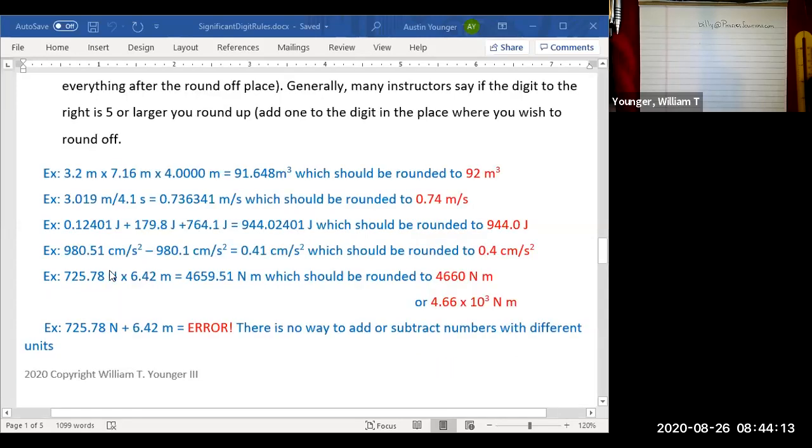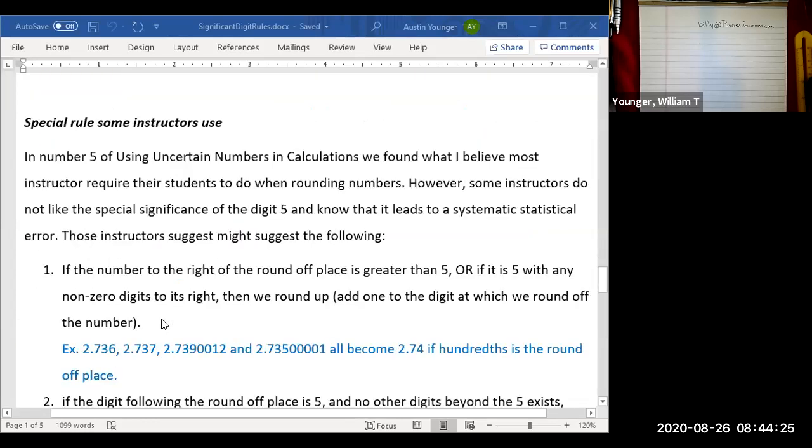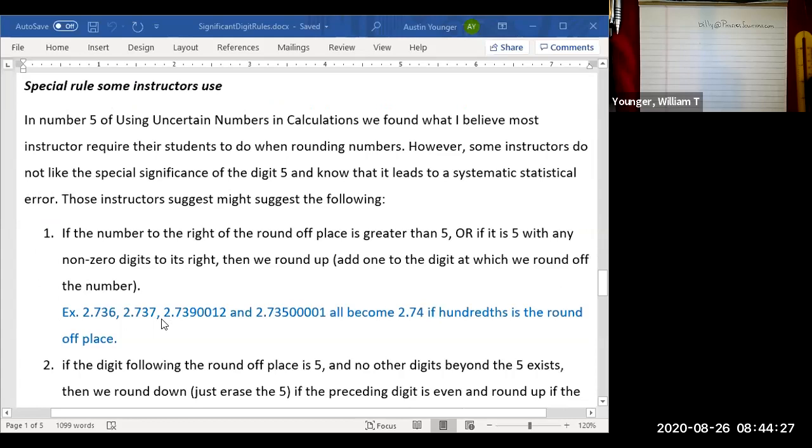And finally, 725.78 newtons plus 6.42 meters. You can't do that. They don't have the same units, so you can't add them or subtract them. So here's the special rule that some instructors use.